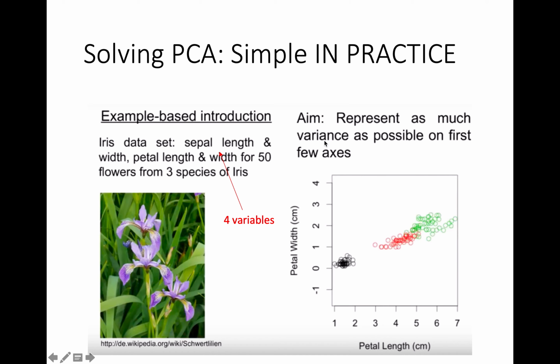And the aim of the PCA is to represent as much variance as possible on the first few axes. So we don't actually have to deal with 4 things. We can simplify this, right? So the idea is to reduce the dimensionality. So from going from 4 dimensions, maybe we can reduce this.